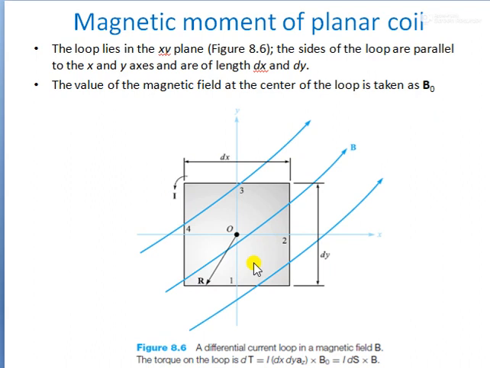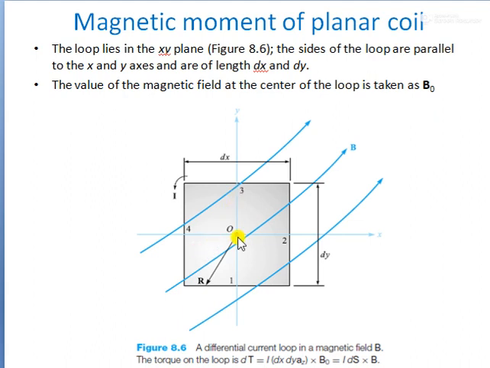Assume that the loop is placed in the XY plane. The loop lies in the XY plane, as in this figure. The sides of the loop are parallel to the X and Y axes and are of length dx and dy. You can call these sides AB, BC, CD, like this. So let the lengths of the sides of the rectangular loop be dx and dy.